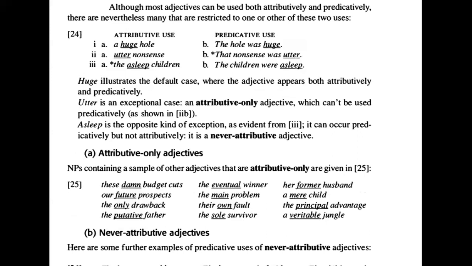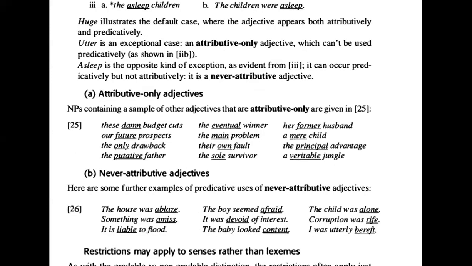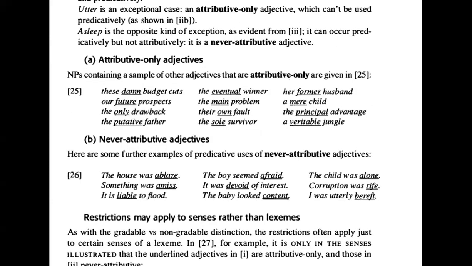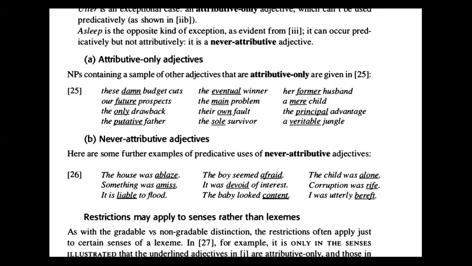But what are we going to concentrate on here? The attributive-only adjectives، يعني الصفات اللي بتجي فقط وصفية. A sample of adjectives that are attributive only are given in the following examples. These adjectives are attributive; they cannot be predictive.